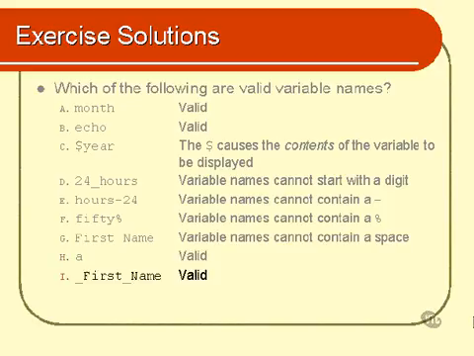Underscore first underscore name is perfectly valid. It starts with an underscore, and that is okay. The only thing it can't start with is a digit. And winner exclamation mark is not valid because variable names cannot contain exclamation marks. Now I'll show you some solutions to the other exercises.